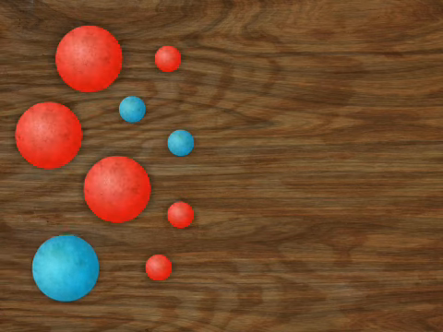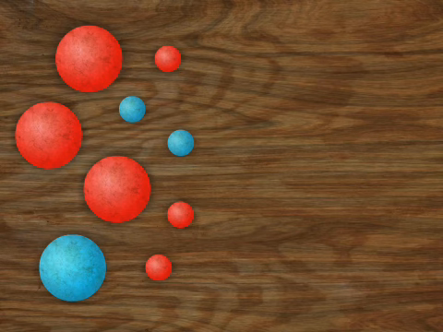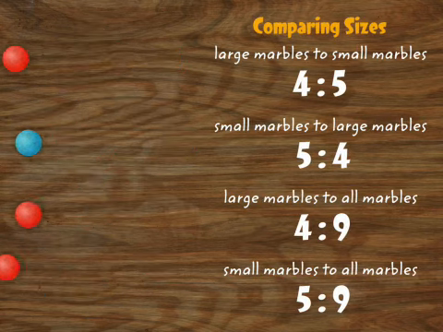Some sets can be compared in more than one way. For example, let's look at this collection of marbles. The marbles have different sizes and colors. Let's look at their sizes first. There are 4 large marbles and 5 small marbles, so there are 9 marbles in all. We can make these comparisons.